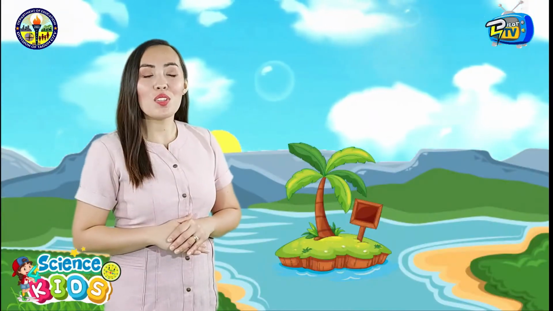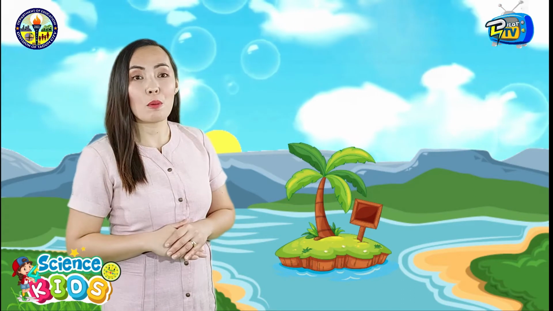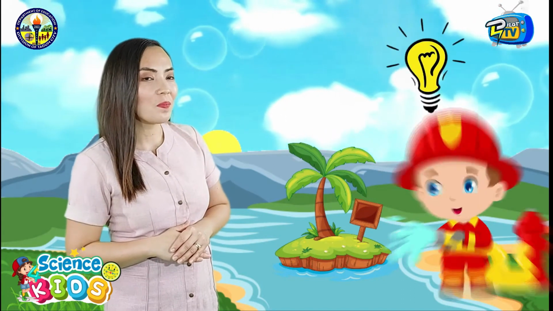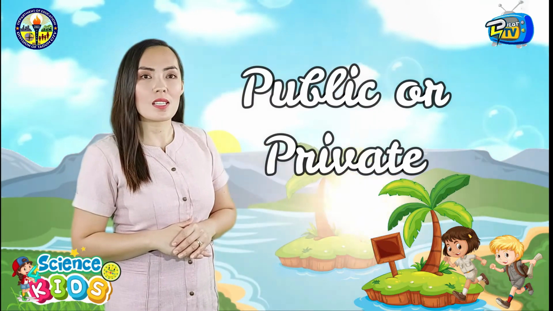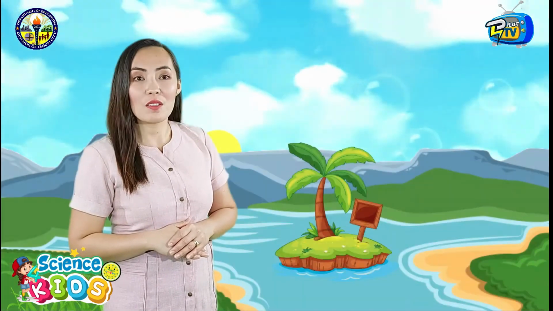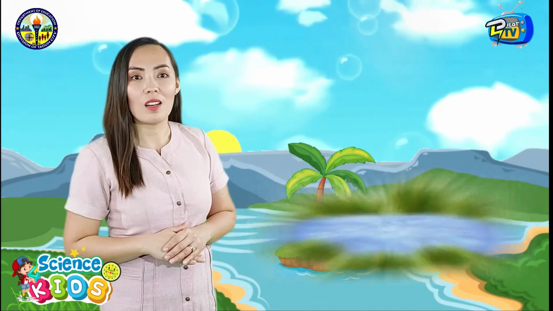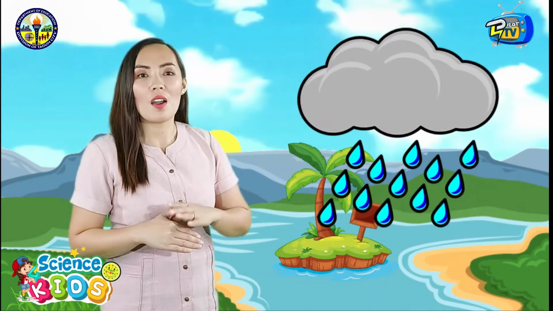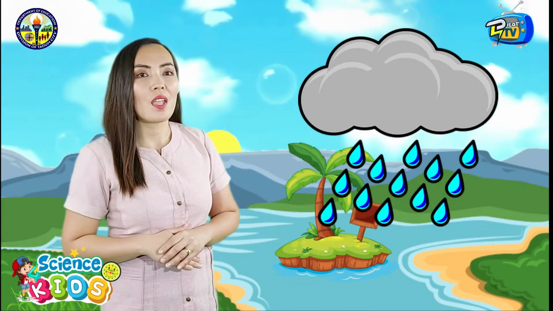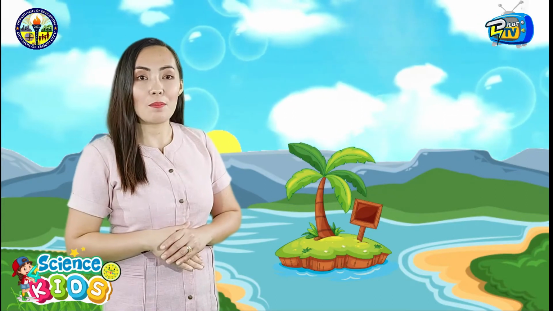Kids, did you know that water can be obtained from a variety of places? It can originate from public or private sources. It may originate from either a small or large body of water. Clouds are the source of rainwater. There are 3 major water bodies. The type of water is determined by the source.